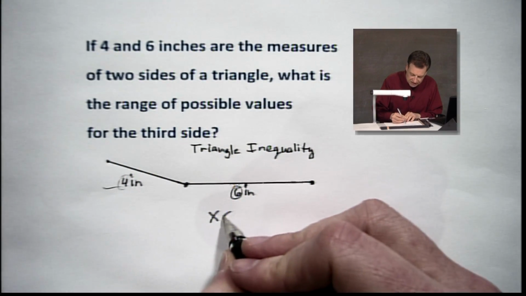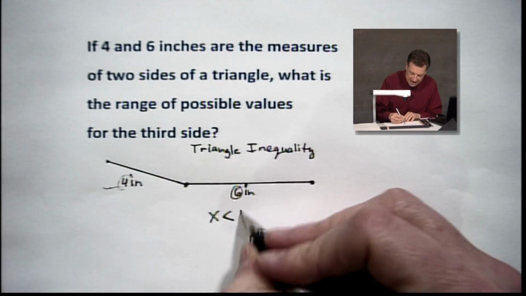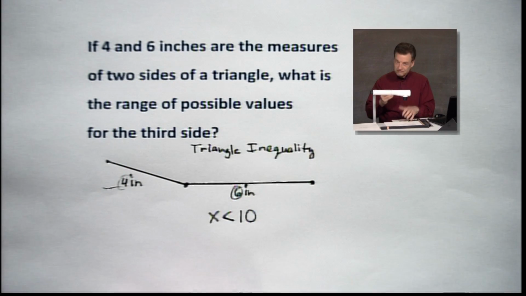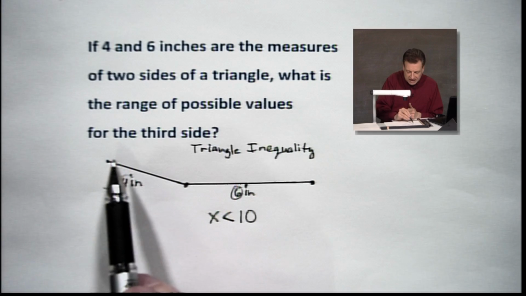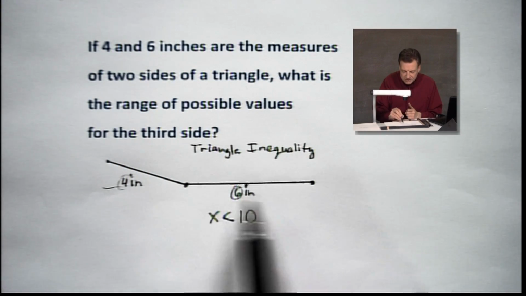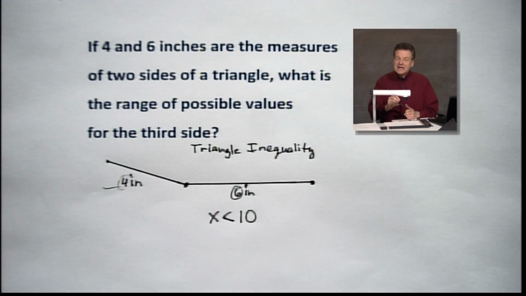So we're going to say x for our missing side, and it has to be less than 10. In fact, we can't open it any wider, okay? If we connect from this point to this point, it's going to be less than 10, but it could be very close.